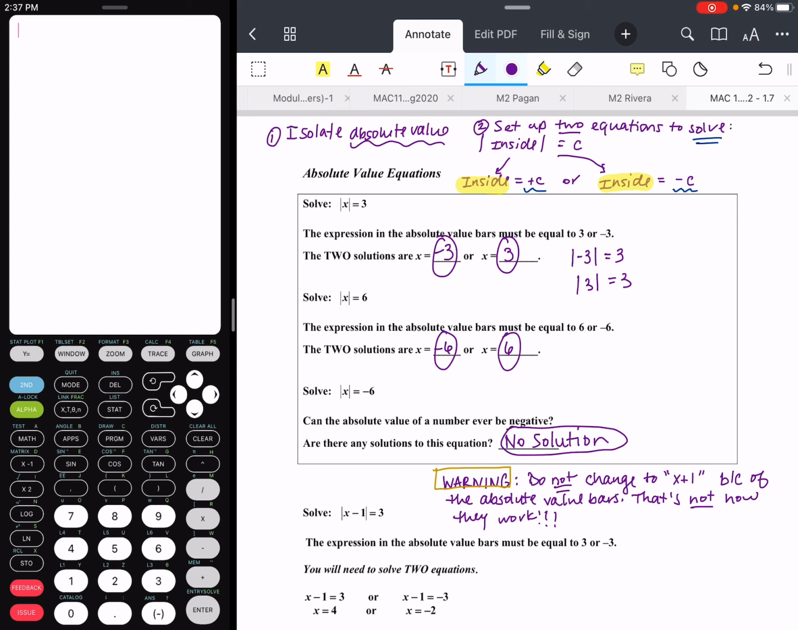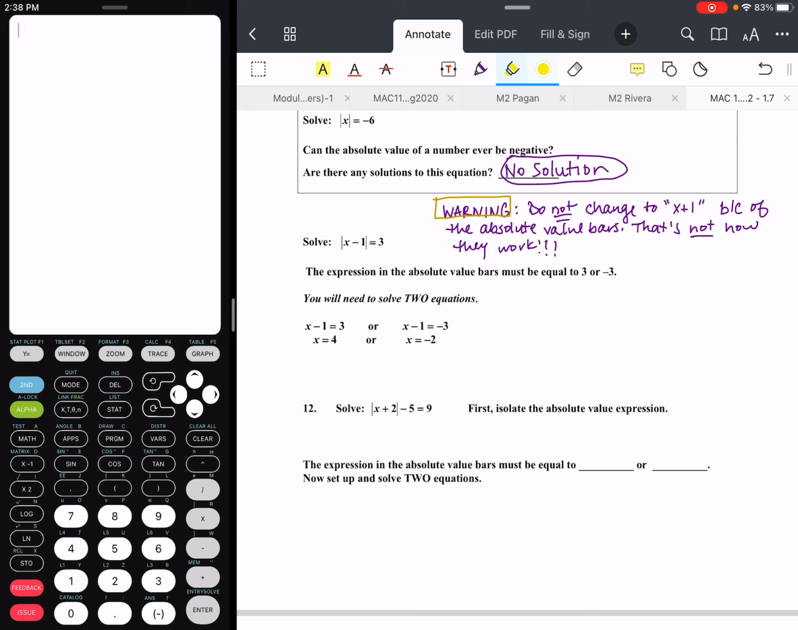Then the second step is to set up two equations to solve. This isn't proper math notation, but we have the absolute value of whatever's inside equals our constant on the right side of the equation. Sometimes there could be a variable over there. So whatever's inside, we're going to set that first equal to just the constant itself, or whatever's on the right side of the equation. So keep the sign positive. Or we can set the inside of the absolute value equal to the negative of whatever's on the right side of that equation.